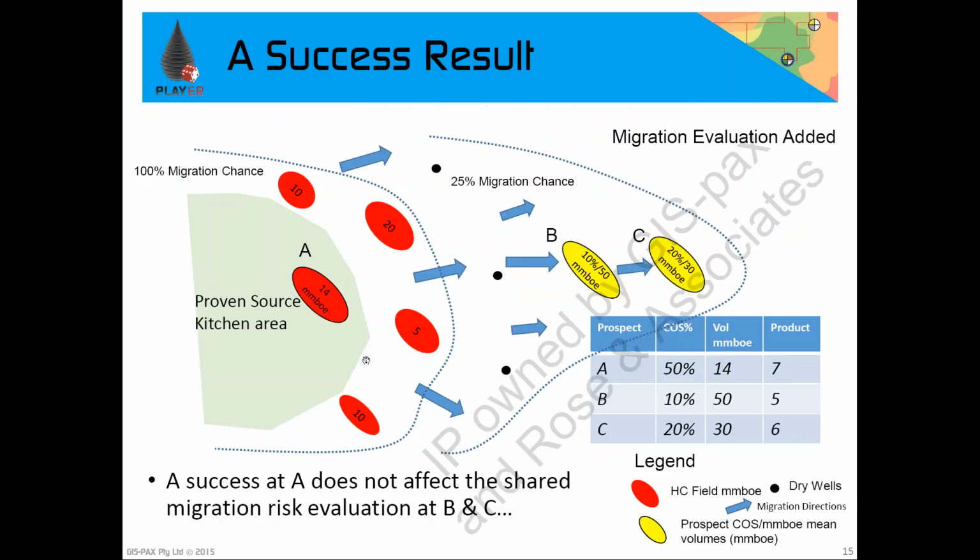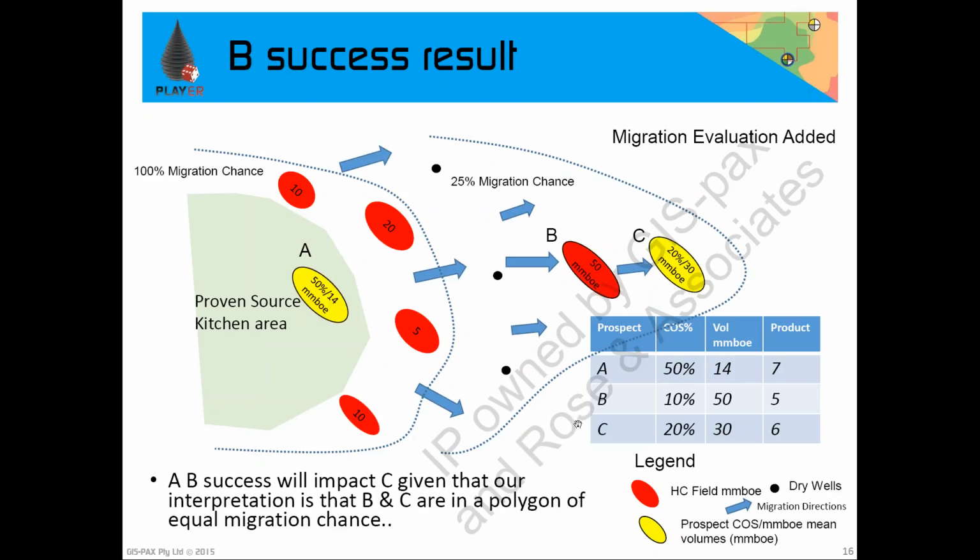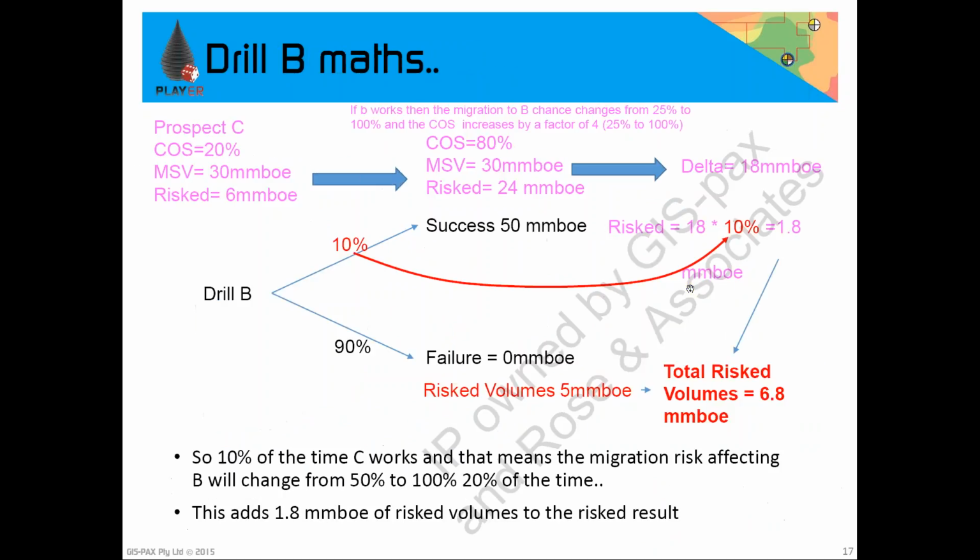Let's look at another hypothetical. If prospect A works, what happens? Well, I discover 14 million barrels, but there's no impact on prospect B and C. It's in a different polygon, and this result is not going to impact my understanding of the migration risk in this area. What about if I drill prospect B? So here I've discovered hydrocarbons at prospect B, and again, like before, I've de-risked the migration into this area, so that will affect prospect C. And the maths is exactly the same. I drill B and I end up with a risk volume of 5 million barrels.